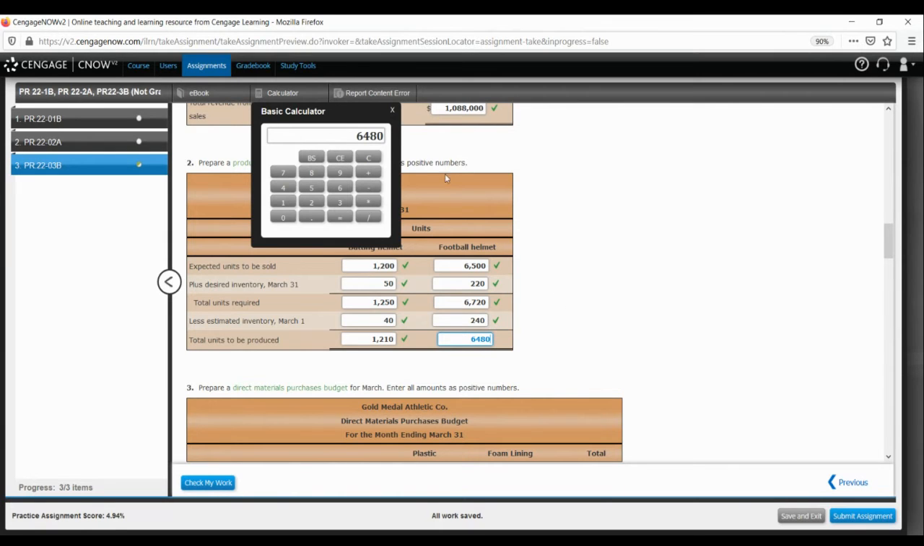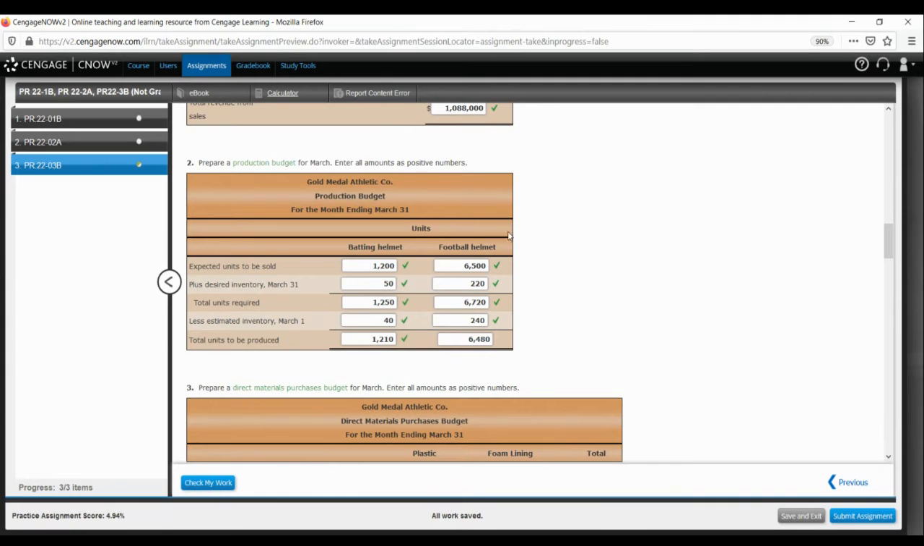$64.80 is the amount of the football helmets that we're going to need to produce. So this budget is very important in a manufacturing environment. This is the estimated amount of production for the two products that we're going to be selling. The batting helmets, the total units that are going to be produced for the month of March is 1,210, and for the football helmets, it's going to be 6,480.